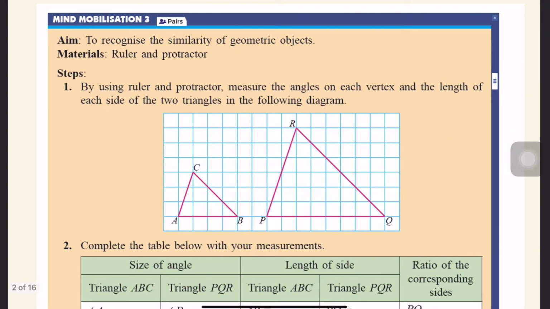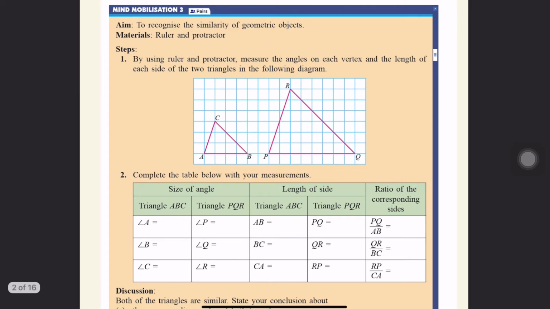Next, let's have a look at this mind mobilization. The aim of this exercise is to recognize the similarity of geometric objects. Materials: ruler and protractor. Never mind, I will go through it together with you. Step 1, by using a ruler and protractor, measure the angles of each vertex. Look over here. Complete the table below with your measurements.